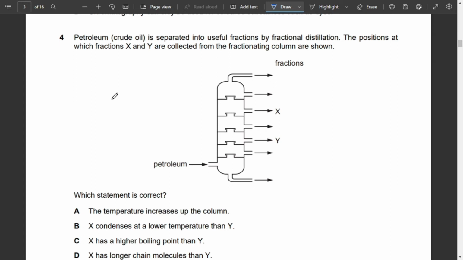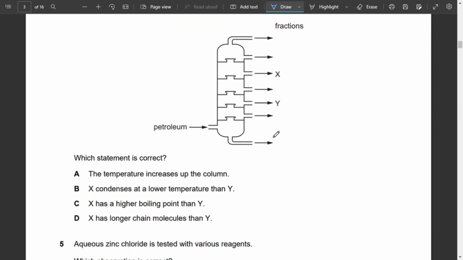Petroleum crude oil is separated into useful fractions by fractional distillation. The positions at which fractions X and Y are collected from the fractionating column are shown. So which statement is correct? We have 3 levels over here, X, Y, and we have 2 levels over here, X and Y. And we're supposed to find the right statement according to the properties or features of fractional distillation, looking at the fractionating column side. So, the temperature increases up the column.